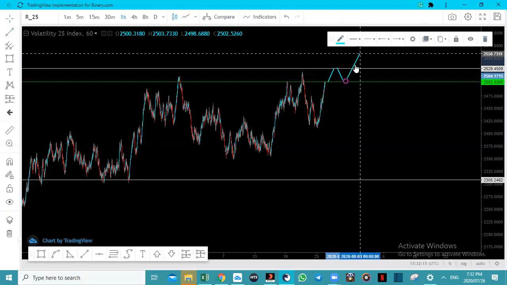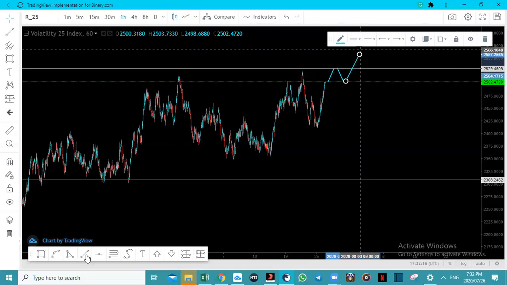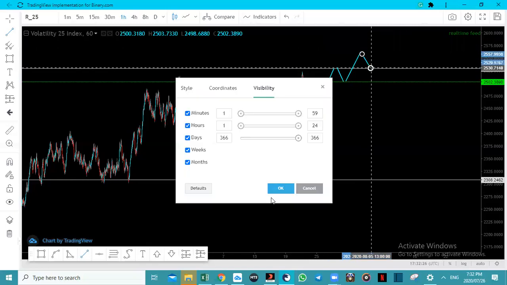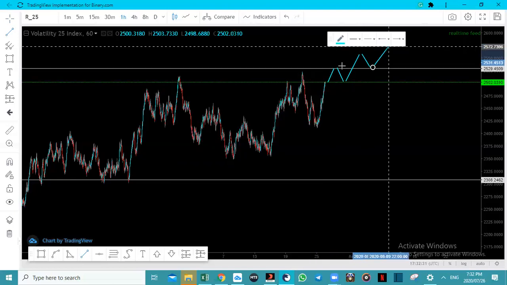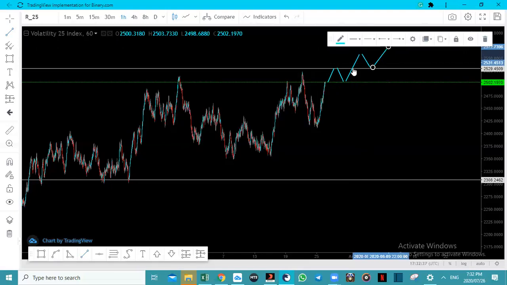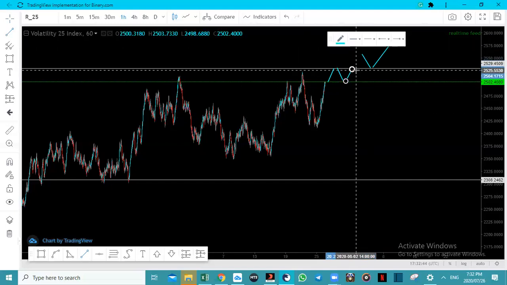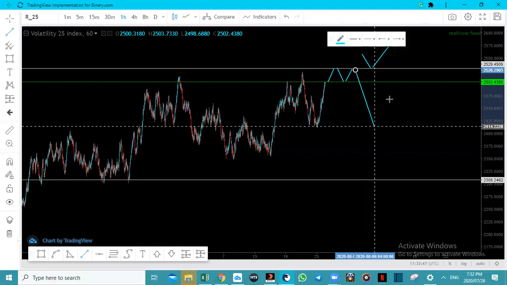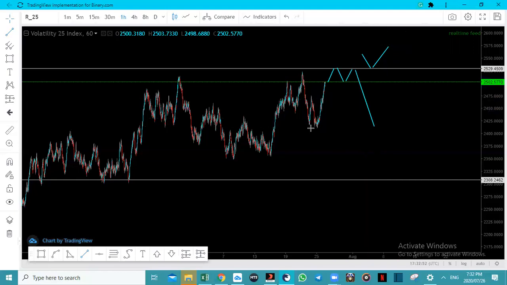Then what we're looking for, we're not going to take this buy trend. We're going to wait for price to come back and test this level here. Once it tests that level, only then will we look for an opportunity to the upside. But if price doesn't do that and just comes down to this level and forms a double M, forms something like this, we're looking for opportunities to the downside. So that's what we're looking at right now with V25, and those are the possible scenarios we'll have for this week.